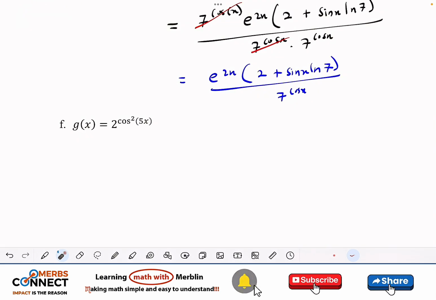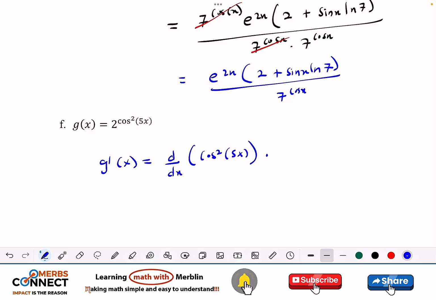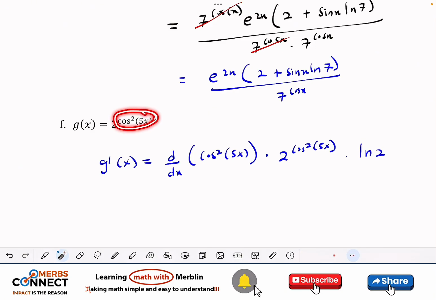Now let's do f. F is constant base, right? So let's go through the process. So constant base, so g prime of x is equal to, we need to differentiate what is on the top, which is cos squared 5x, times, we maintain the function cos squared 5x times the ln of the base. So we are done with the process. Differentiate what is on the top, multiply it by the whole function, then multiply by ln of the base, and then you are there.